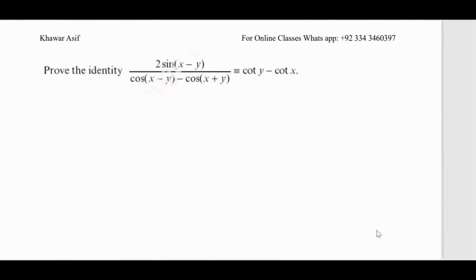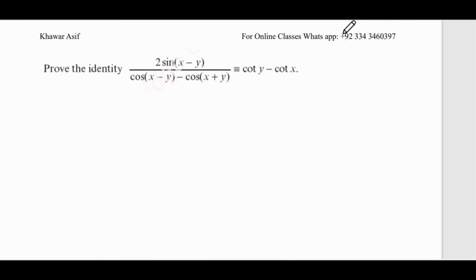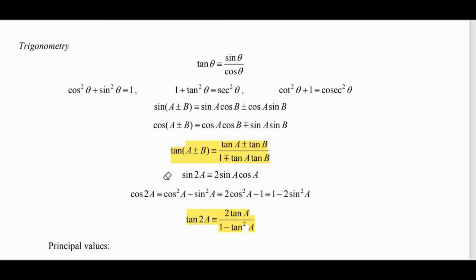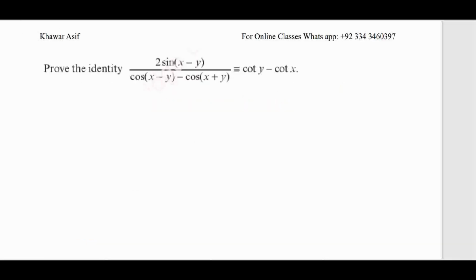Let's move to the next one, another question: prove the identity. Now for this question, we have to see the right hand side. Here we can see that we have to use the compound angle formulas again. So for the first, in numerator we have to use the sine a plus b formula.